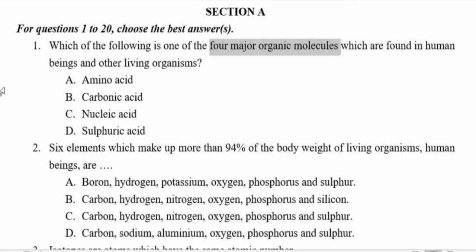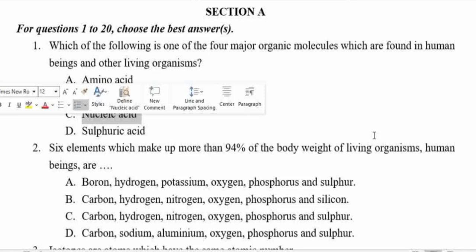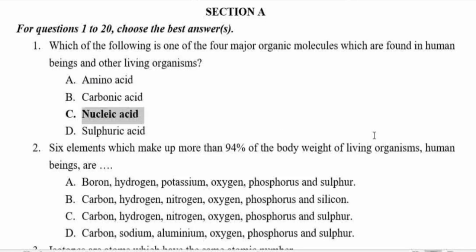And so when we look at our options, the first option is amino acid, the second one is carbonic acid, the third, C, says nucleic acid, and then the D is sulfuric acid. So you realize that this should be our answer, nucleic acid. So nucleic acid, carbohydrates, lipids, and proteins are the 4 major organic molecules which are found in living organisms. What about the amino acid? The amino acid we know is the smallest unit of proteins.